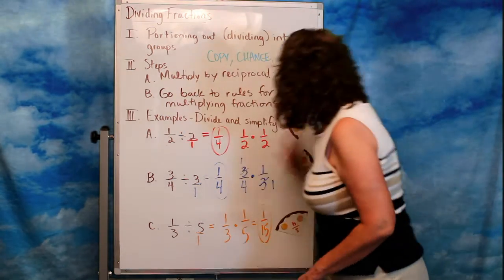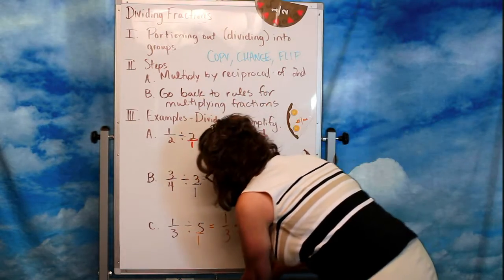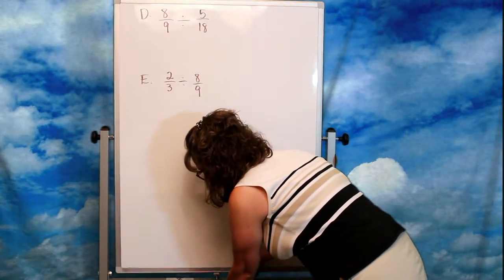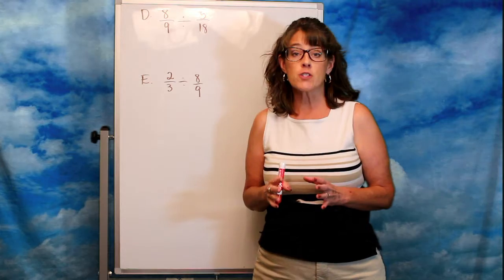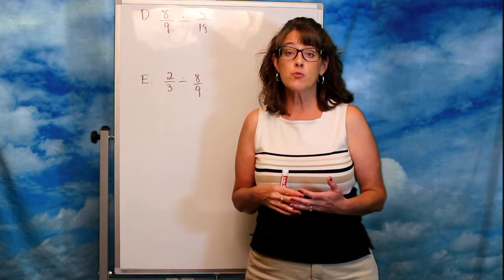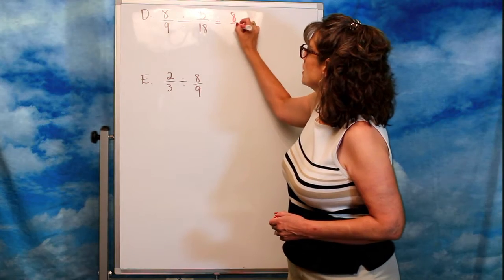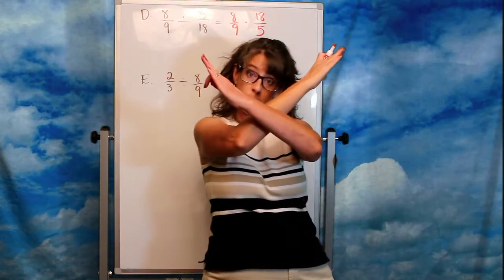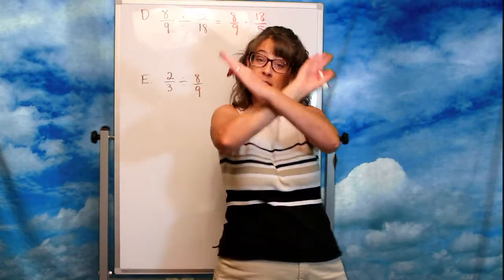All right, so let's take a look at a couple other examples just to make sure that we feel very comfortable with this. You know I like a lot of examples so that you feel confident in what you're doing. So here again, I'm dividing fractions. All I have is multiplication rules. So I'm going to copy, change, flip. I'm going to copy down the first one, change it to multiplication, flip the second one, and go back to my multiplication rules. I'm going to cancel on the diagonals, cancel up and down, and then multiply across.